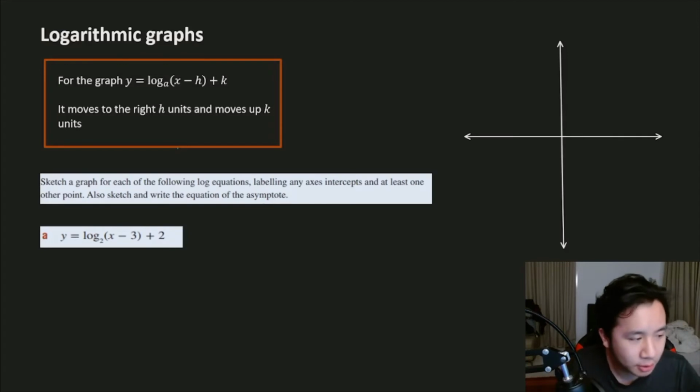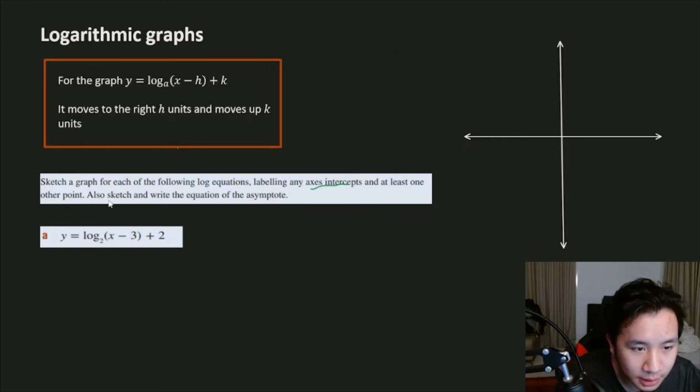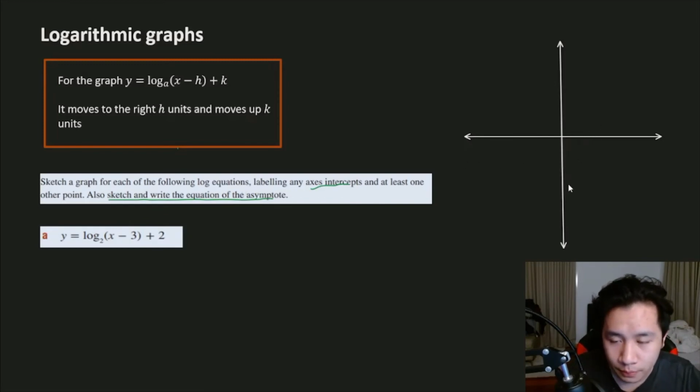Alright, so here we're asked to sketch a graph for the following log equations, labeling any axis intercepts and at least one other point. I probably won't do the other point, but it's fairly straightforward how to do that. We're also asked to sketch and write the equation of the asymptote. So it's fairly straightforward what you need to do. The original log graph looks like this. So this is the original, and you just want to translate it the way it's written here.